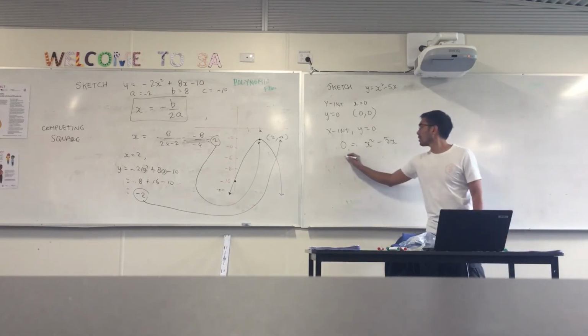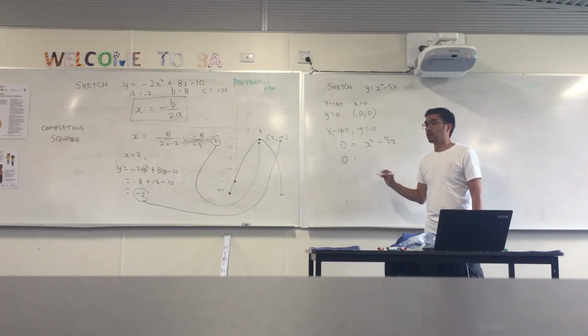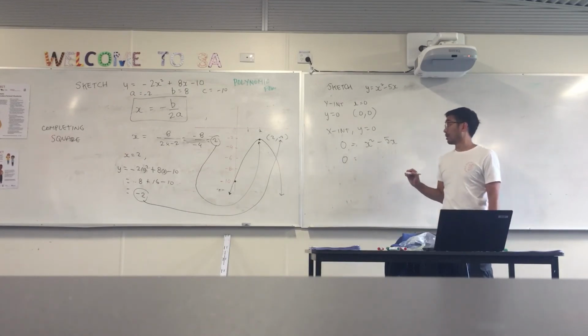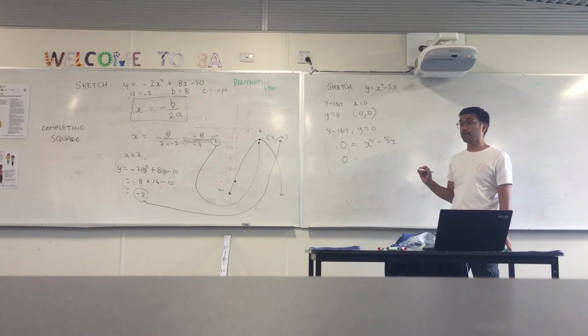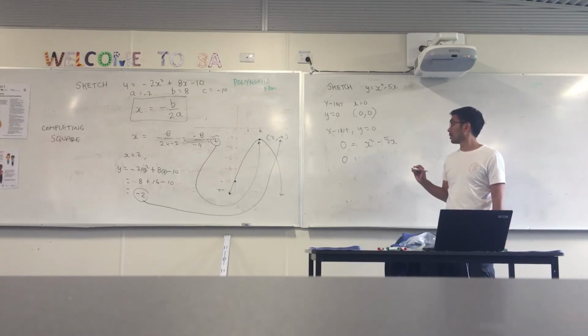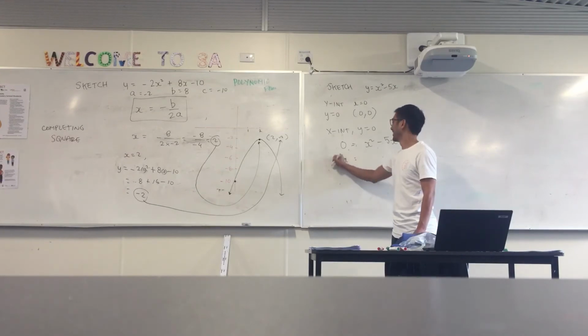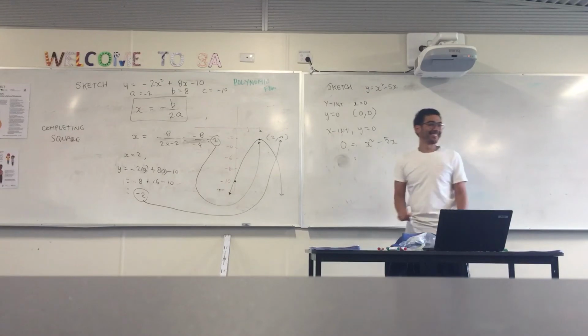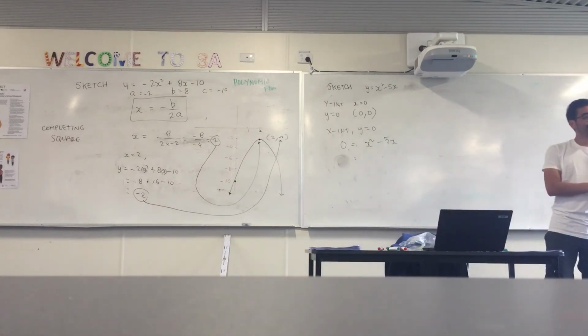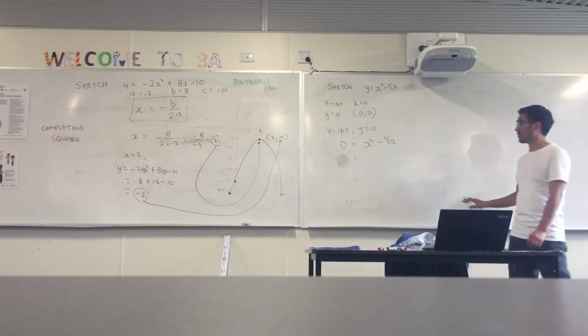Divide by negative 5? Like, get rid of that negative 5x. You sure about that? Not really. It's okay. We can use that formula.